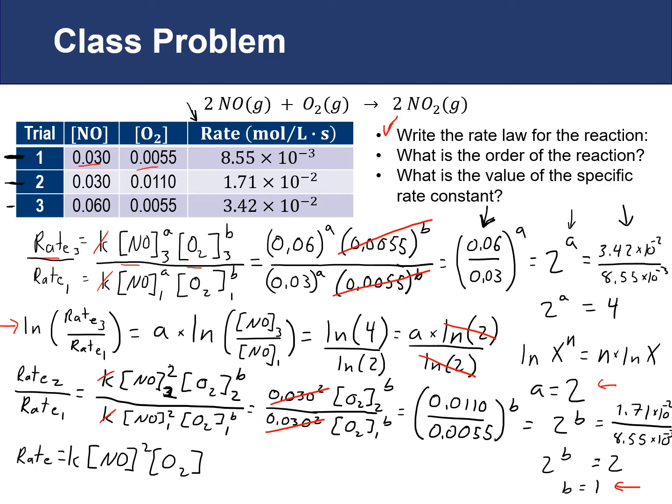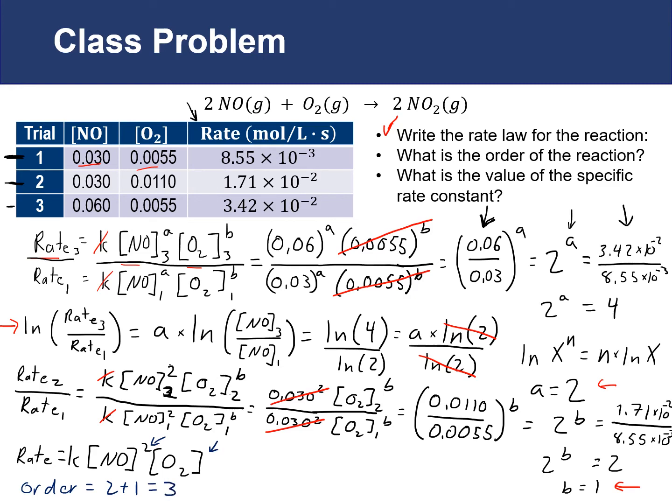Right? This is the expression. The order of the reaction is going to be the sum of our exponents. So the order is going to be equal to 2 plus 1. So the overall order is going to be third order.